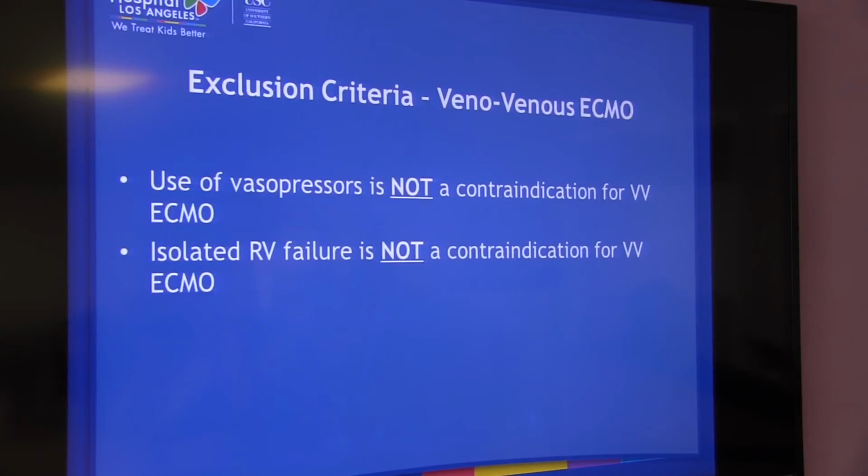So you can see that the way we wrote those does not have specific exclusions in there, like if you're on dopamine of 15, then you don't get to have VV, because it doesn't matter how much inotrope you're on. What matters is whether you believe that you have a reversible process, a rapidly reversible process.